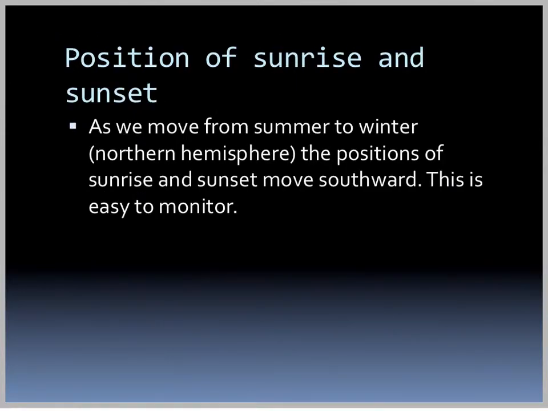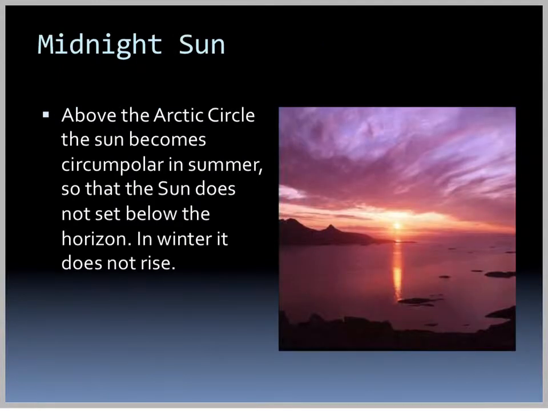So as we move from summer to winter in the northern hemisphere, the positions of sunrise and sunset move southward. It's really easy to monitor this. Above the Arctic Circle, the sun becomes circumpolar in the summer, so that the sun does not set below the horizon, and in the winter it doesn't rise above the horizon.